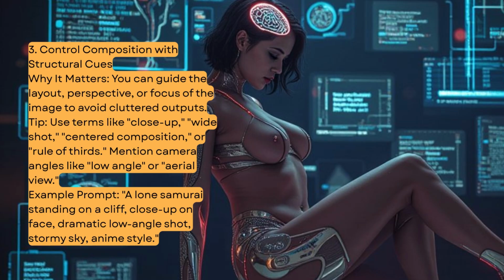3. Control composition with structural cues. Why it matters: You can guide the layout, perspective, or focus of the image to avoid cluttered outputs. Tip: Use terms like close-up, wide shot, centered composition, or rule of thirds. Mention camera angles like low angle or aerial view. Example prompt: A lone samurai standing on a cliff, close-up on face, dramatic low-angle shot, stormy sky, anime style.